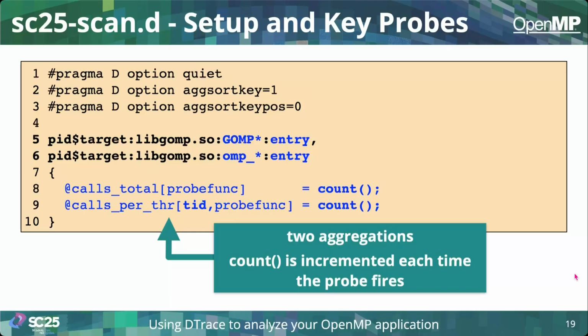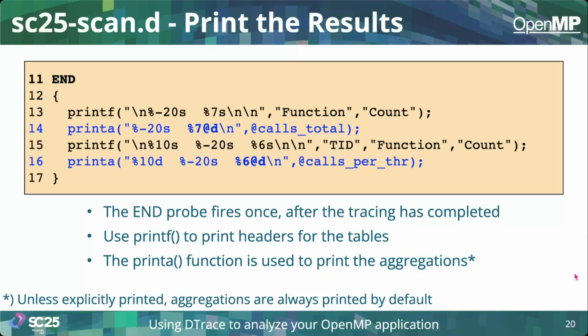And this is all that you need to do. Those 10 lines are literally all that I need to do to get that information. But I want to, as I mentioned, have a nice layout, and the end probe is a probe that's always available, and it only fires once after the tracing has completed. And my approach is that's when I print results, typically. But you don't have to do that, by the way. You can print results anywhere in the probe, whenever you want.